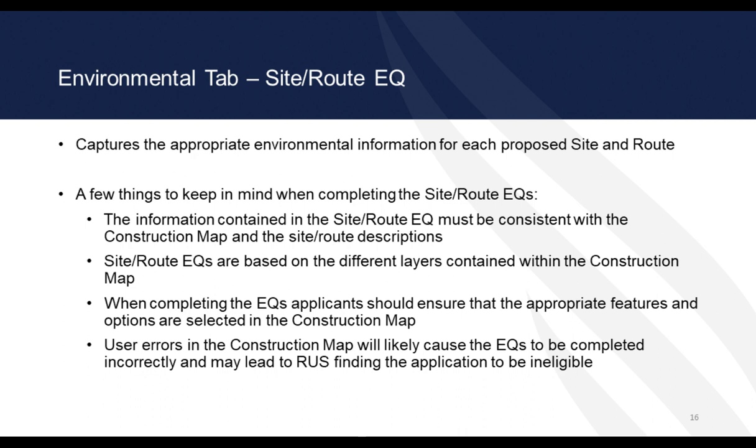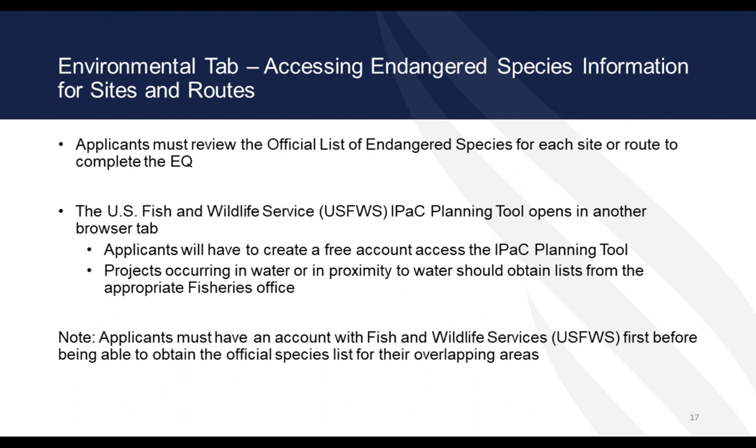The information contained in the site and route EQs must be consistent with the construction map and the corresponding site and route descriptions. Many of the responses to the questions in the site and route EQs are based on different layers contained within the construction map. When you're completing the EQs, you should ensure that the appropriate features and options are selected on the construction map. And do bear in mind, user errors on the construction map will likely cause incorrect EQs and may lead RUS to finding an application to be ineligible, so do take care.